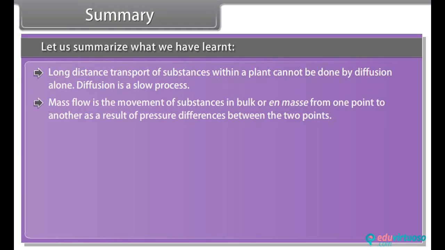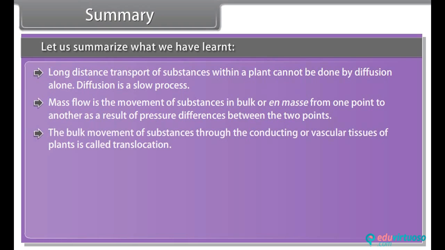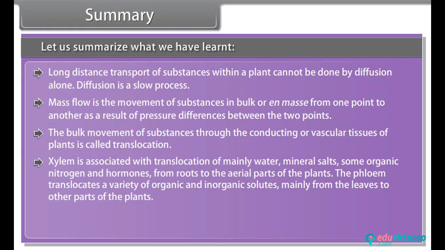Mass flow is the movement of substances in bulk or en masse from one point to another as a result of pressure differences between the two points. The bulk movement of substances through the conducting or vascular tissues of plants is called translocation. Xylem is associated with translocation of mainly water, mineral salts, some organic nitrogen and hormones from roots to the aerial parts of the plants. The phloem translocates a variety of organic and inorganic solutes, mainly from the leaves to other parts of the plants.